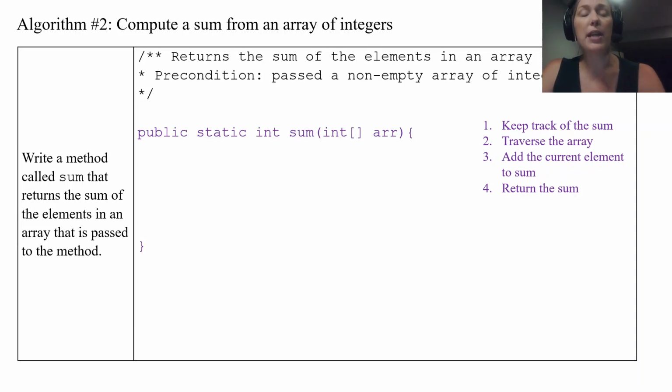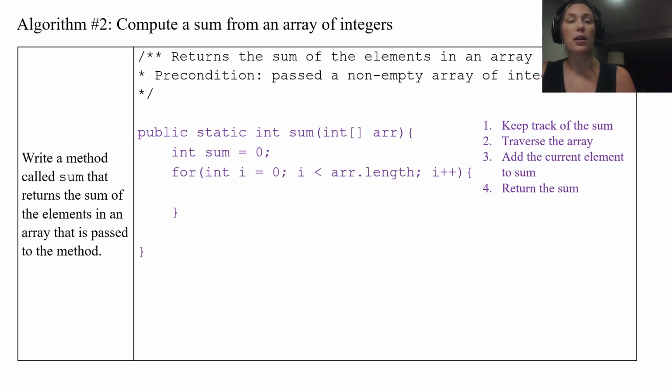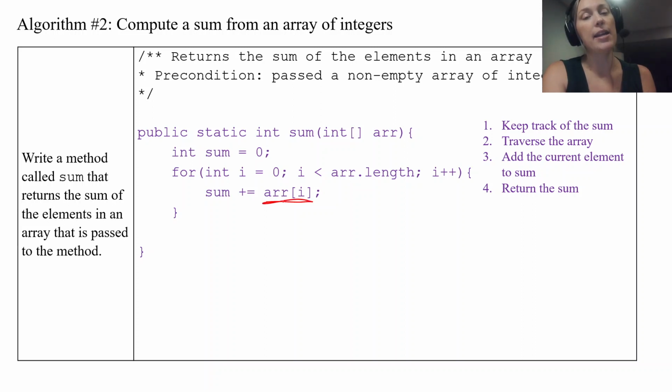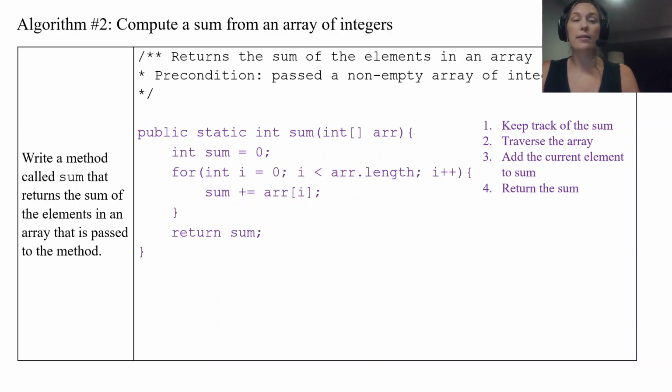So we'll write our method header, public static int sum, and I'm passed a non-empty array of integers. I need a variable to keep track of my sum, set it equal to 0. I'm going to traverse my array with my familiar for loop. And then I want to add the current element, so that's your ARRI. Add the current element and accumulate it to sum. Okay, so remember we want to accumulate it to sum, that plus equals, and then we just return the sum. Okay. Very common algorithm to do.